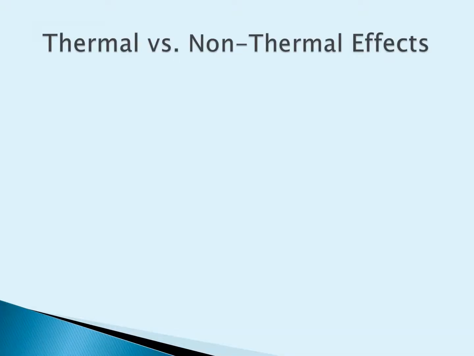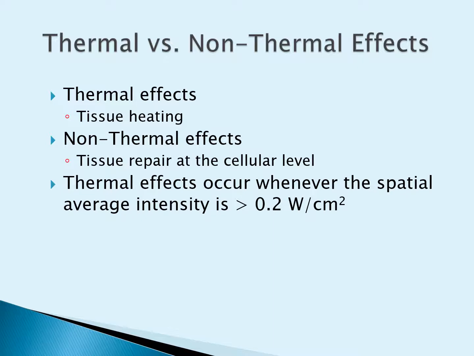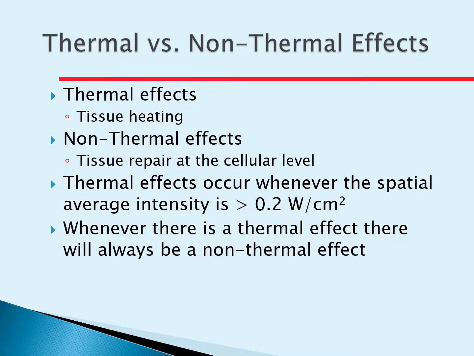Physiological effects, thermal versus non-thermal. Thermal effects, right? Tissue heating. Non-thermal effects, tissue repair at the cellular level. Thermal effects occur at intensities of greater than 0.2 watts per centimeter squared. Meaning, if you put it at 0.2 watts per centimeter squared, if your machine allows for it, there will be no thermal effect. Whether there is a thermal effect or not, there will always be a non-thermal effect. So even if you're not on pulse, there will still be some non-thermal healing going on with that machine.